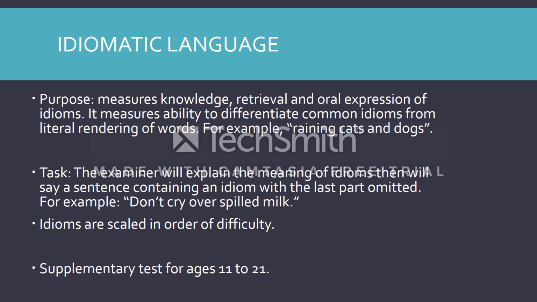Idiomatic language measures the knowledge, retrieval, and oral expression of idioms. It measures ability to differentiate common idioms from literal rendering of words. For example, an idiom like, it's raining cats and dogs. So the examiner will explain the meaning of idioms first, and then will say a sentence containing an idiom with the last part omitted to see if the client can finish the idiom. For example, don't cry over spilled, and then see if the client can say spilled milk. Idioms are scaled in order of difficulty, so they get harder throughout. And this is a supplementary test for ages 11 to 21.